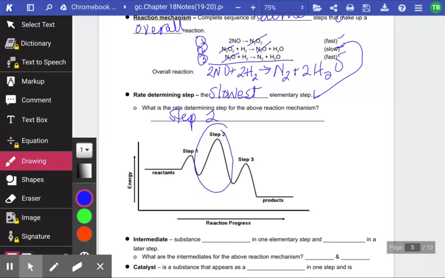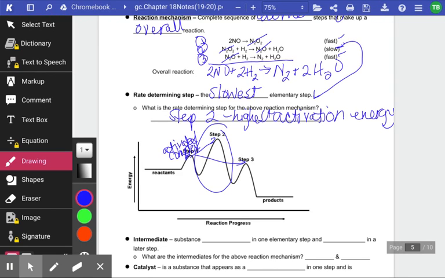So why is this the slowest step? Because it has the highest activation energy. It has the highest wall to overcome in order for that reaction to occur. So in a graph, you can identify what your slowest step is by the tallest peak. That's the one with the highest activation energy, makes it the slowest step, makes it your rate determining step. Now, on top of each step, we have an activated complex. At the peak of every graph, you will notice those activated complexes. So it's an activated complex, that's an activated complex, and we also have one there.